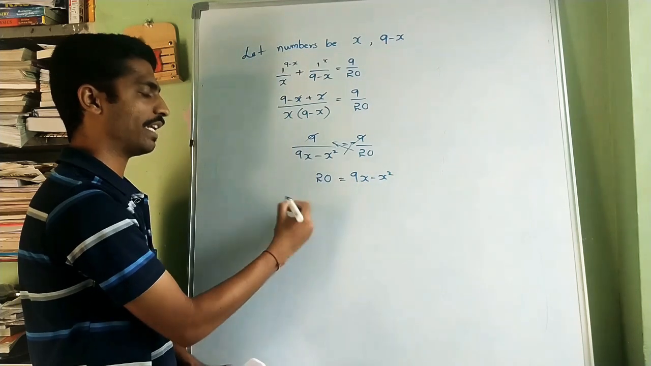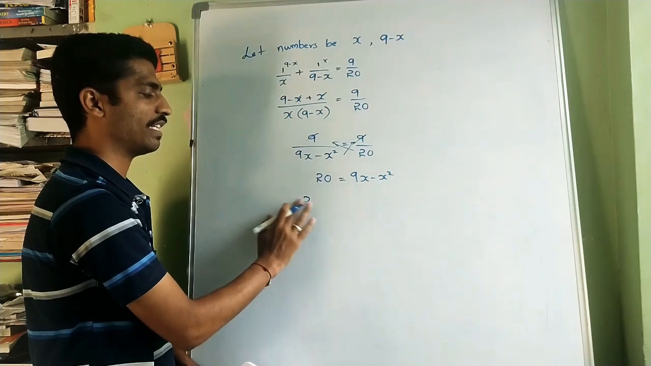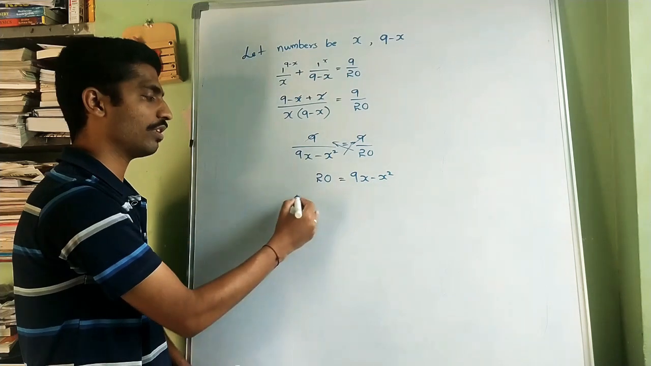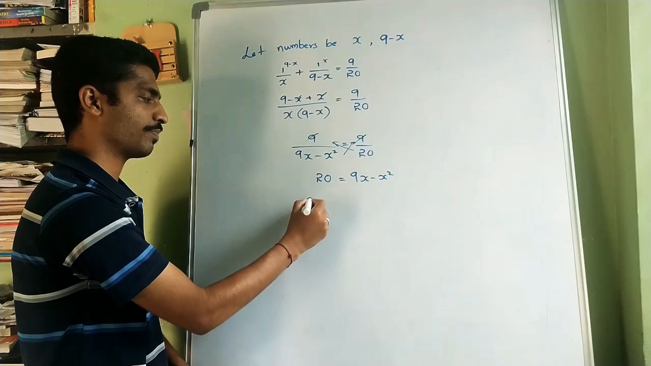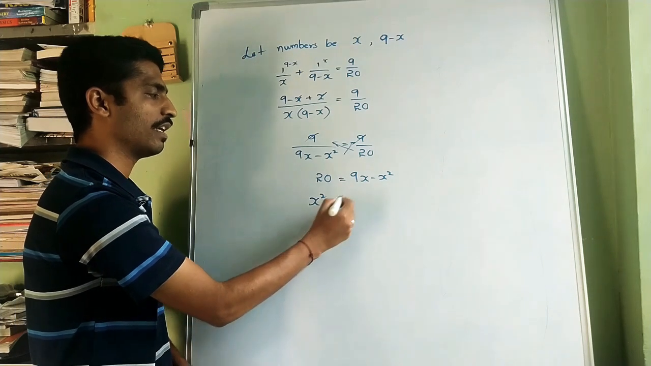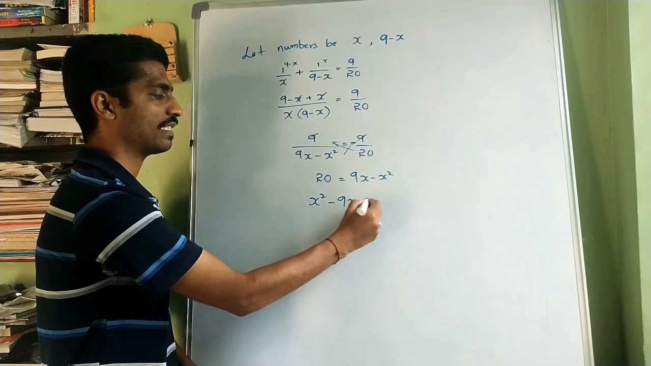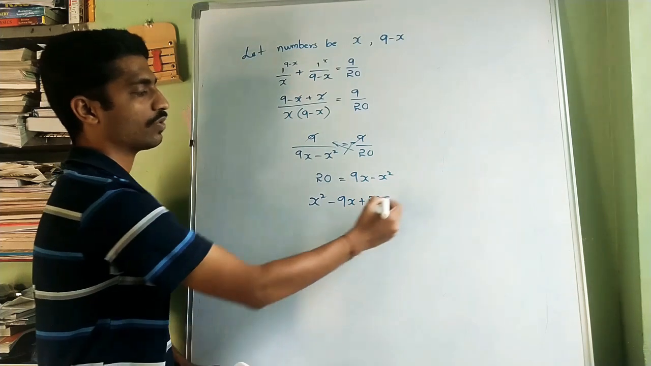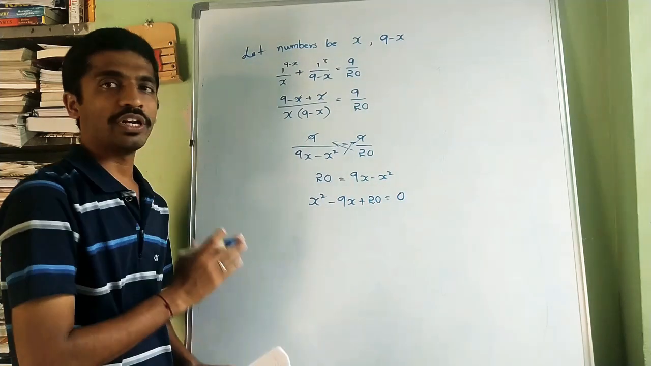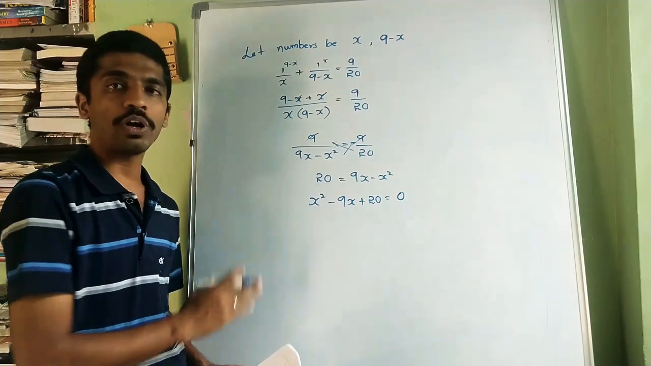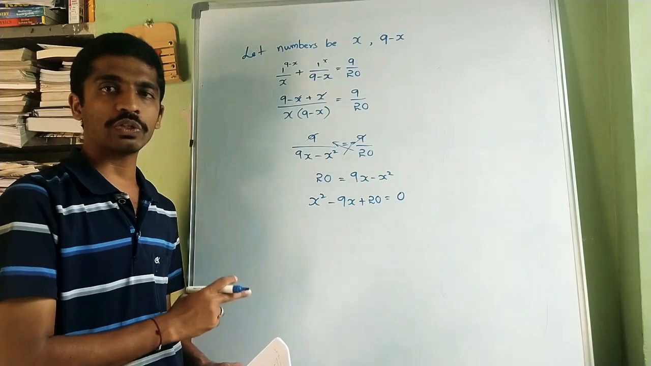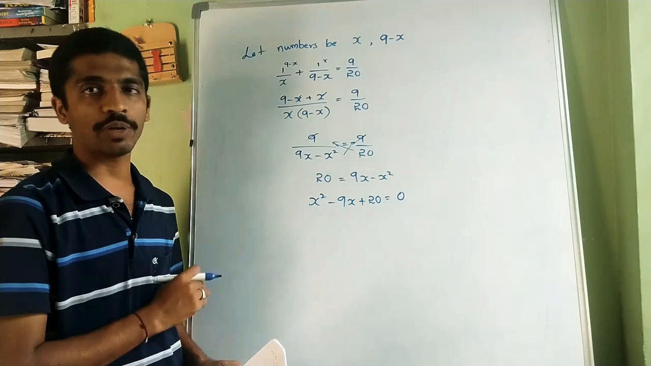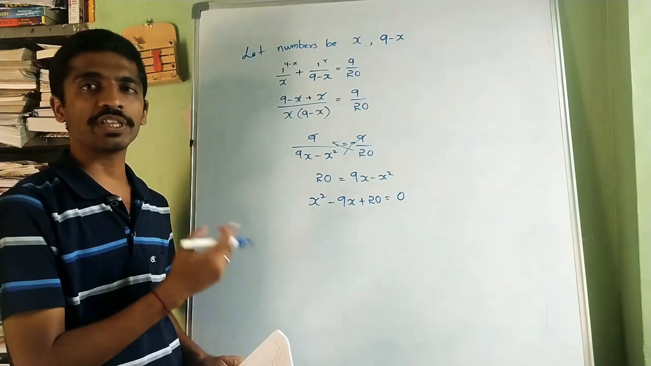Okay, now take all variables to one side. Here we have minus x square. If you take it to the left side, it becomes plus x square, and 9x becomes minus 9x, and 20 is already there. Let's keep that as it is, plus 20 equal to 0. Now we got one quadratic equation. Okay, so you can solve it by the factorization method or else using the quadratic formula method. Any one method you can do.